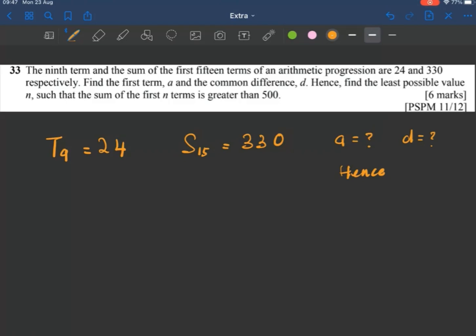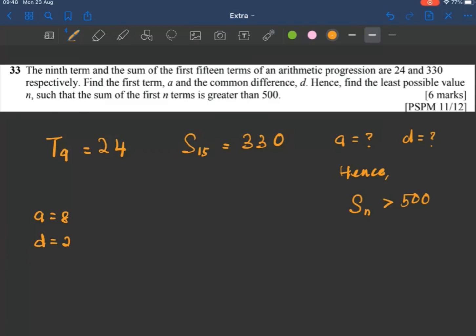Apa yang kamu ada? Sum of the first n terms ialah kita punya Sn. So dia kata greater than 500. Okay, first kita nak cari A dengan D. Dah dapat ke A dengan D? Okay, kira dulu. Ada orang dah dapat A dengan D? A equals to 8, D equals to 2. Okay, A equals to 8, D equals to 2.